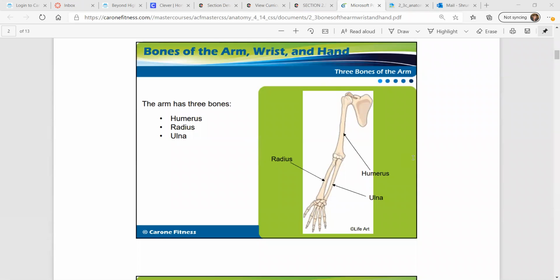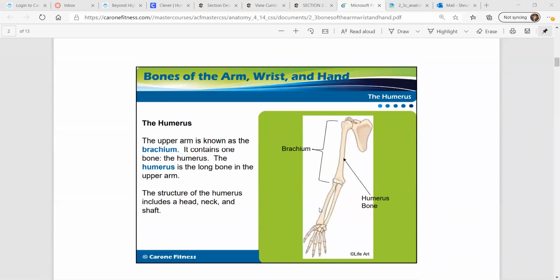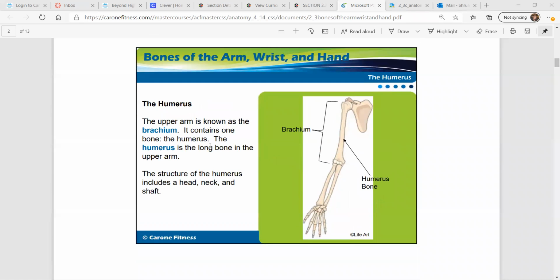The arm has three bones: the humerus, the radius, and the ulna. The upper portion, the humerus, goes down into the radius and the ulna. The upper arm is known as the brachium. It contains one bone, the humerus. It's a very long bone that goes all along your upper arm.